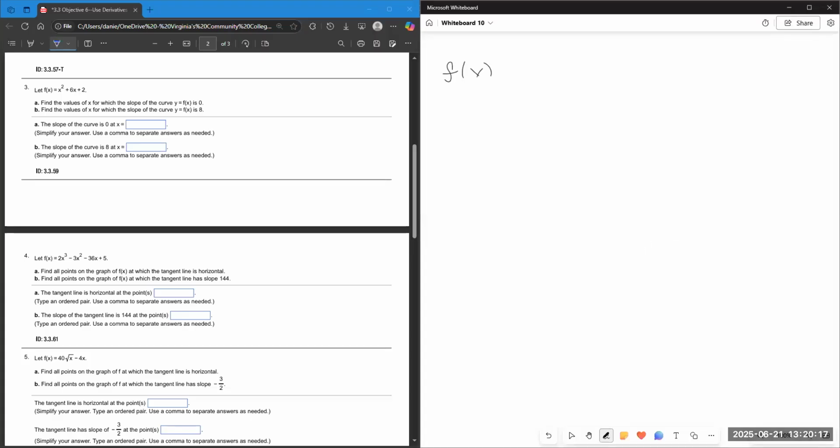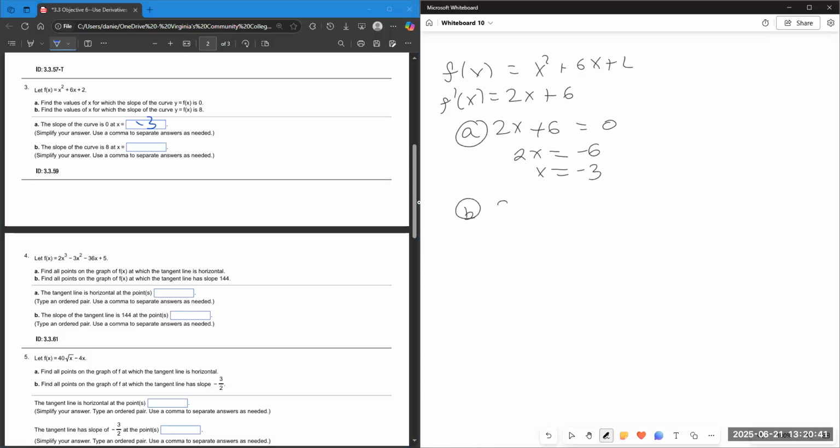f of x is equal to x squared plus 6x plus 2, and f prime of x is equal to 2x plus 6. Part A asks me to find when that slope is equal to 0. So that's 2x is equal to -6 and x is equal to -3. Part B asks me to find when that slope is equal to 8. 2x is equal to 2 and x is equal to 1.